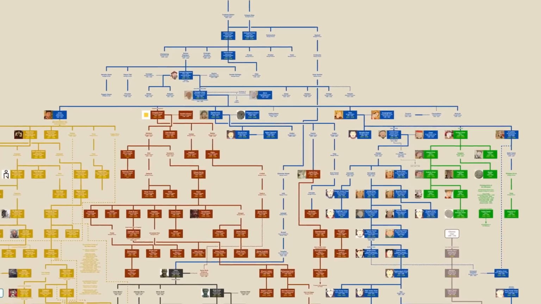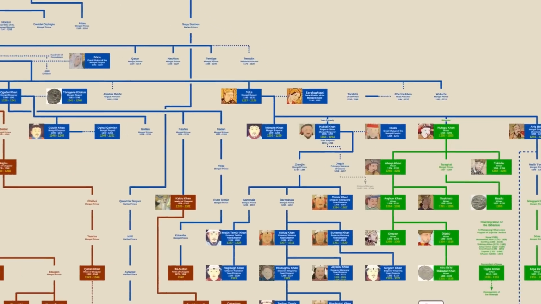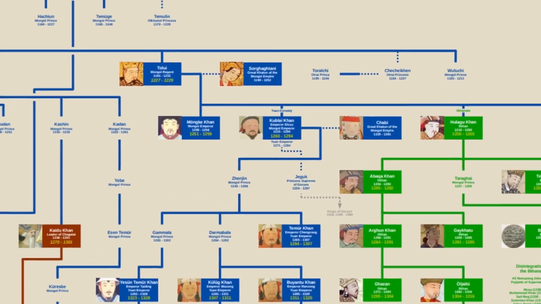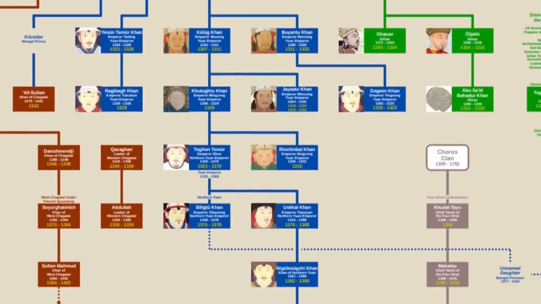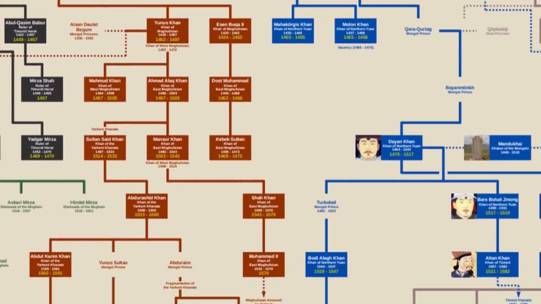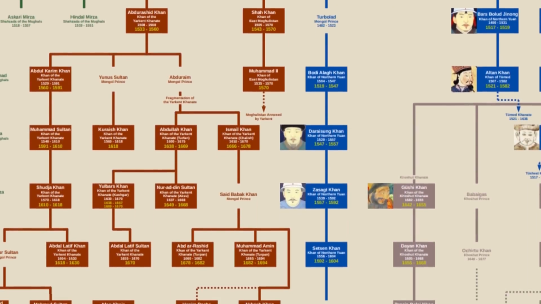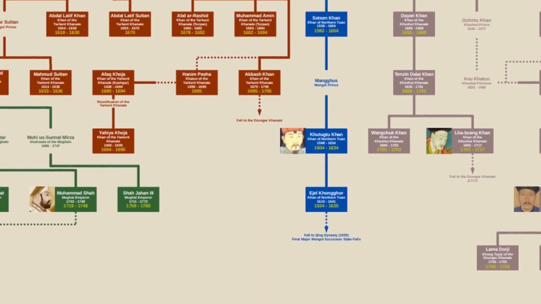So in blue, we have the original dynasty and then the branch of his family that ruled his greatest conquest, China. And although the Yuan dynasty there was eventually replaced by the Ming dynasty, it did actually continue in Mongolia, where it was known as the Northern Yuan. So it goes all the way down to 1635.